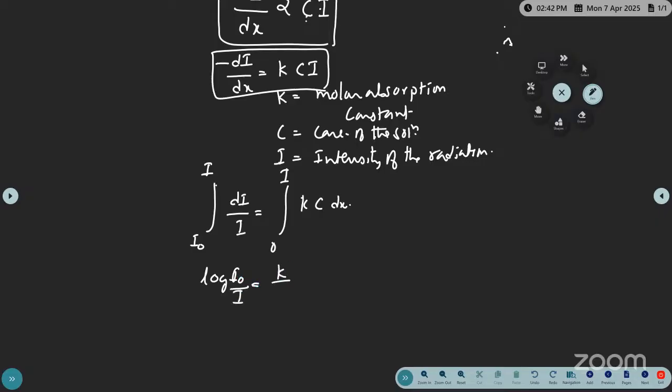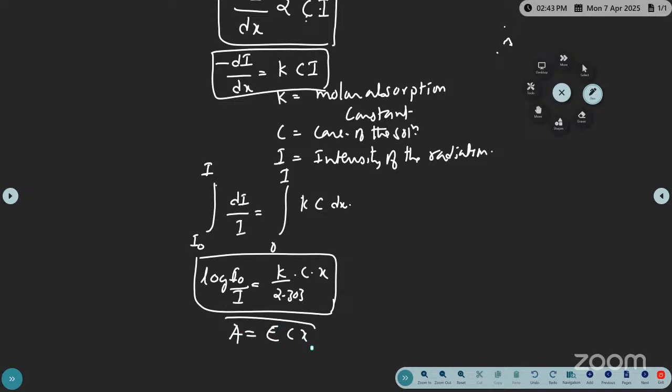A by 2.303 into C into X. So after simplification, we can write this as log I naught by I is equal to K by 2.303 into C into X. And we can write this as A is equal to E into C into X. So finally, the equation is like this: log I naught by I is A, K by 2.303 is E, C and X.